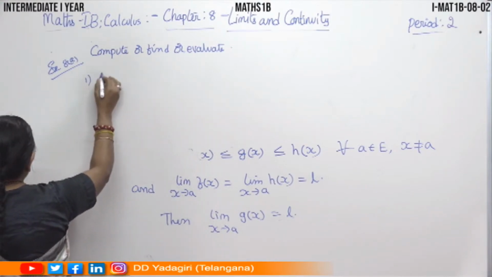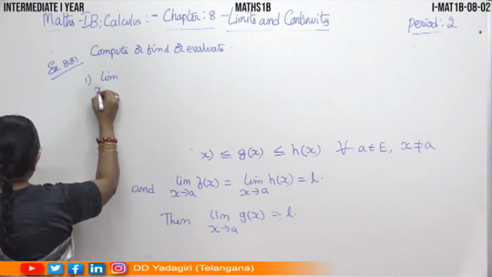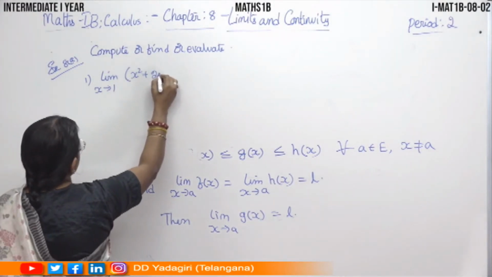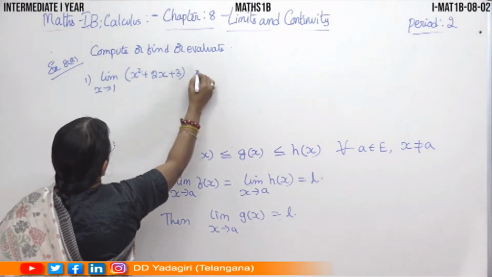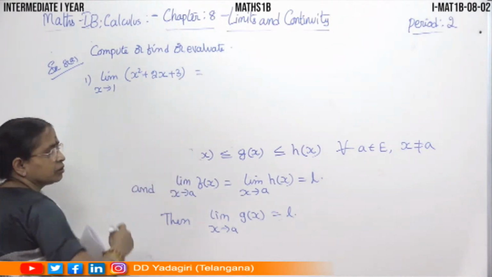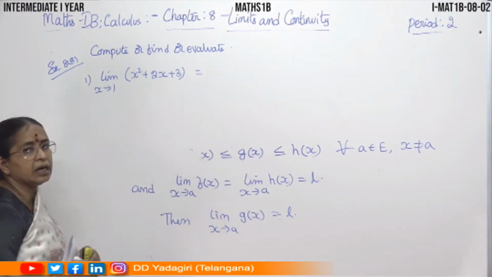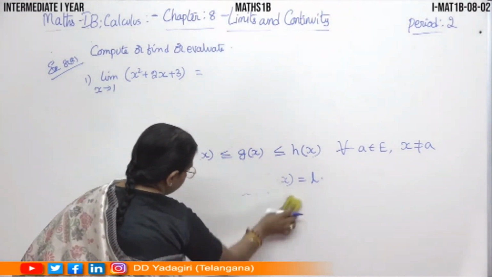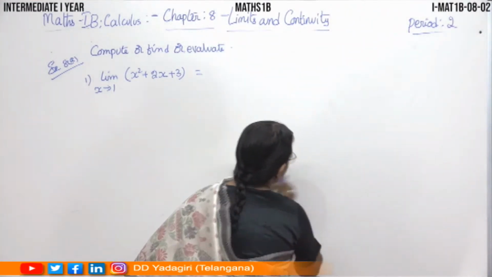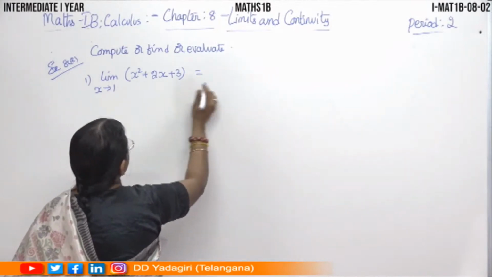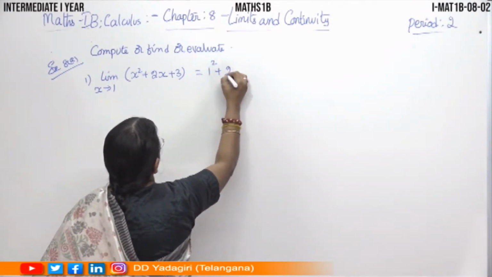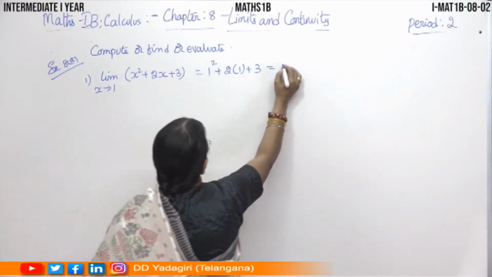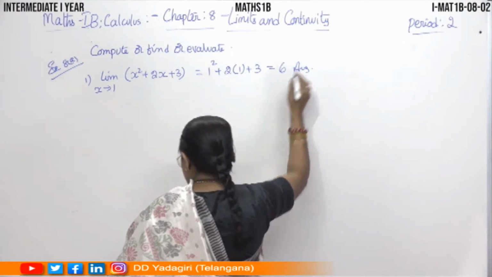First problem, suppose I have limit extending to 1 of x square plus 2x plus 3. So you will just substitute 1. We will not be using any delta neighborhood, deleted neighborhood, all that. So we just substitute x is equal to 1 in this. So it is 1 square plus 2 into 1 plus 3. That's all. 6 is the answer. So like this we do.